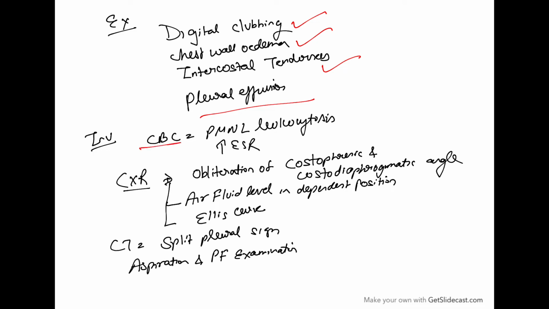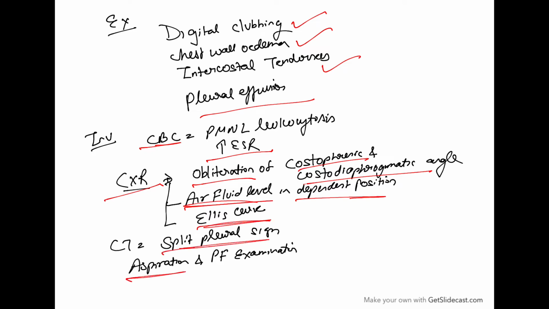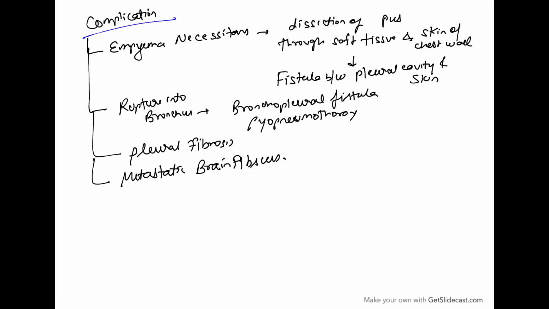On investigation of CBC, there will be polymorphonuclear leukocytosis, ESR will be raised. Chest X-ray shows obliteration of costophrenic and costodiaphragmatic angles, air fluid level in dependent positions, D shaped, curved. On CT scan, split pleura sign will be there. On aspiration, you do the pleurocentesis and then examine the pleural fluid: cytology, gram stain, acid fast specialized stain, glucose, LDH, etc.